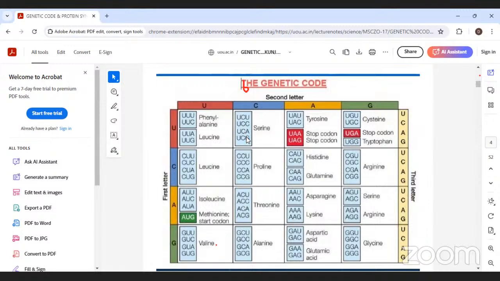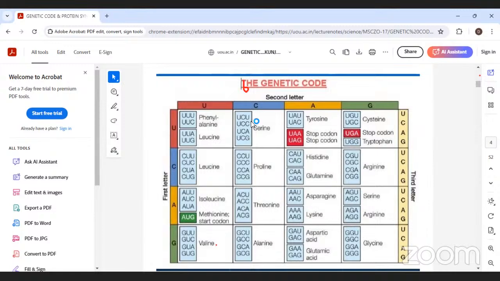The next problem is breaking of the code. What is the breaking of the code? You can observe the table showing nucleotide combinations, 16 nucleotides: AA, AC, GA, GC.